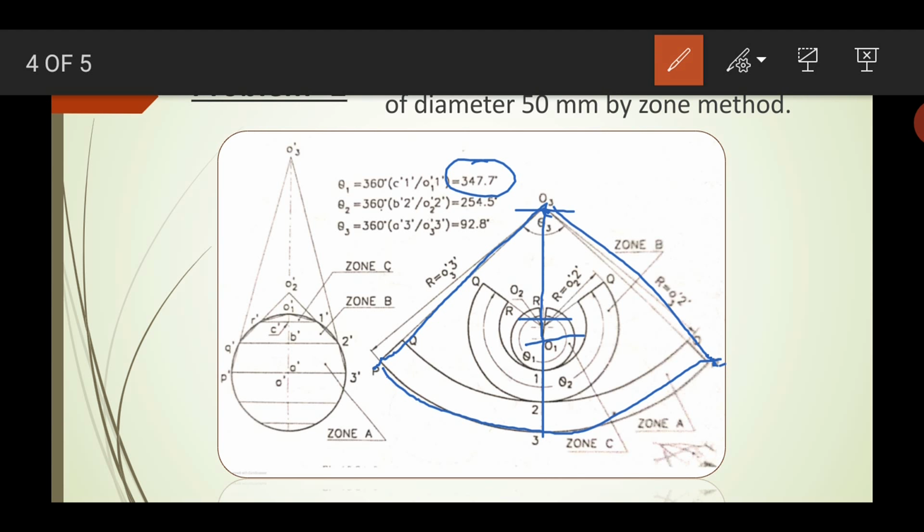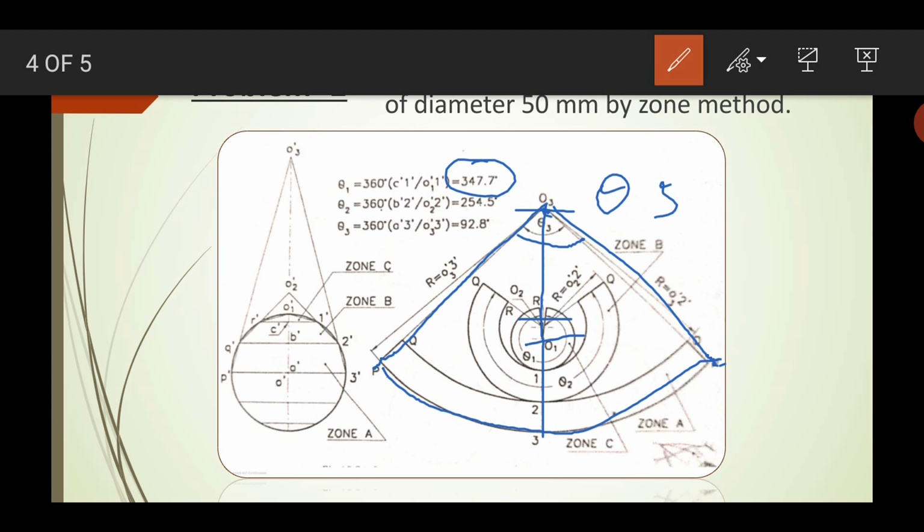PP, whose subtended angle is theta 3 at O3. So here it is the theta 3 angle. We use the theta 3 angle here, and we will mark it P to P. Okay, so that will be the first development.